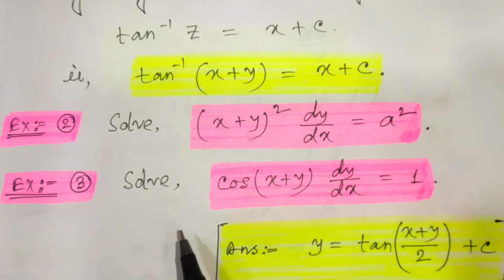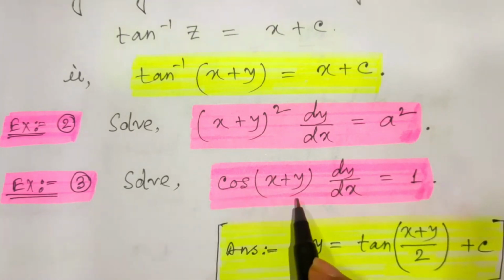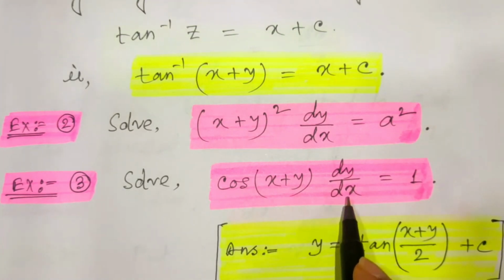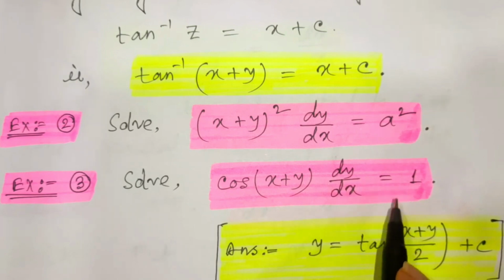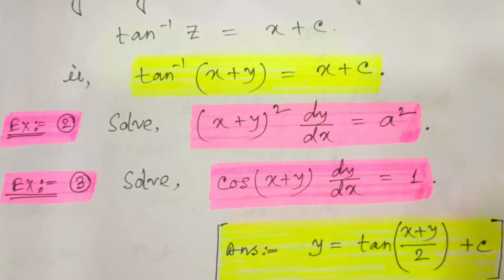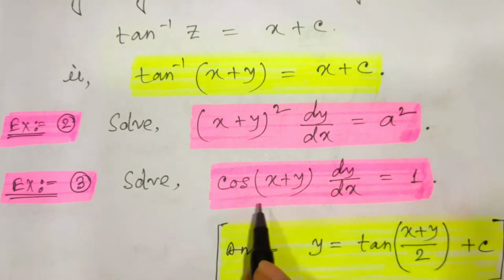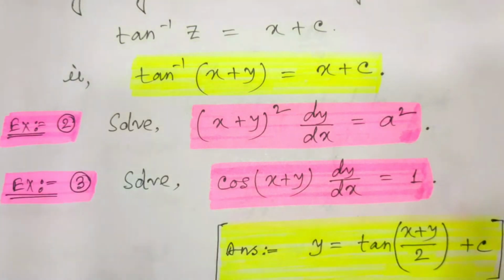Now one more question for you, and the question is cos of (x plus y) dy by dx is equal to 1, and here is its solution. That one you should verify by yourself, but the second question you should solve, and its answer you should write in the comment box.